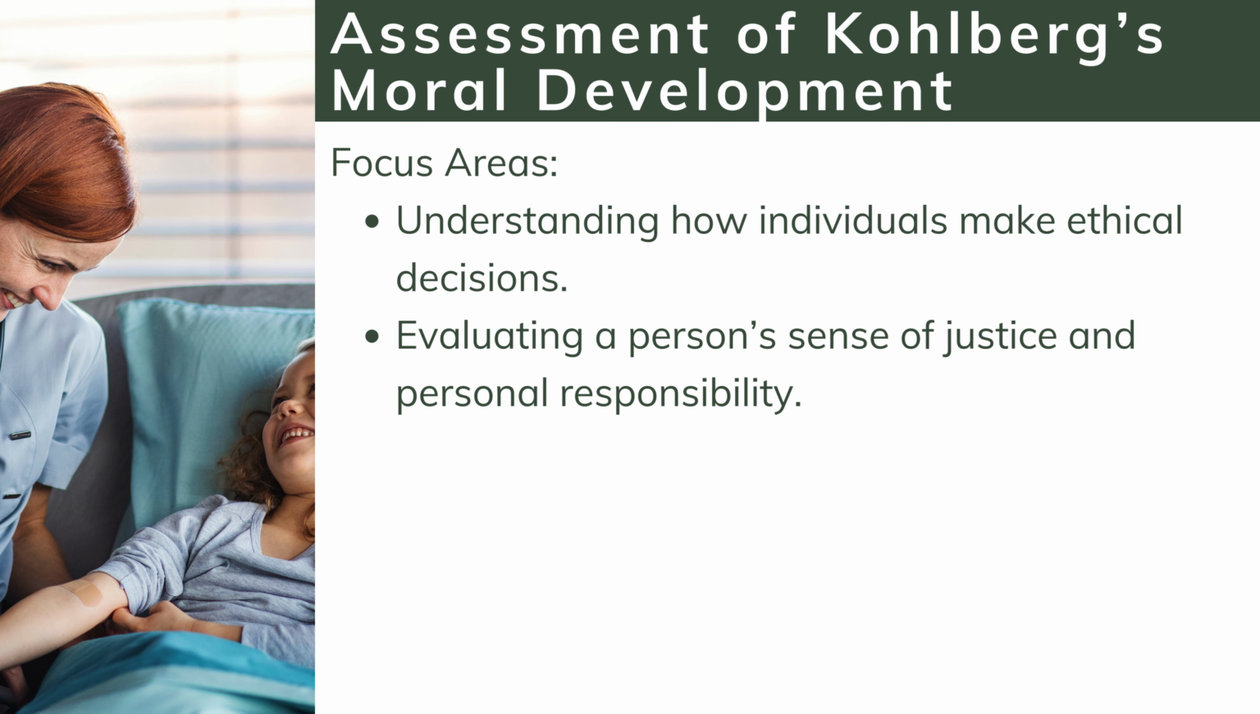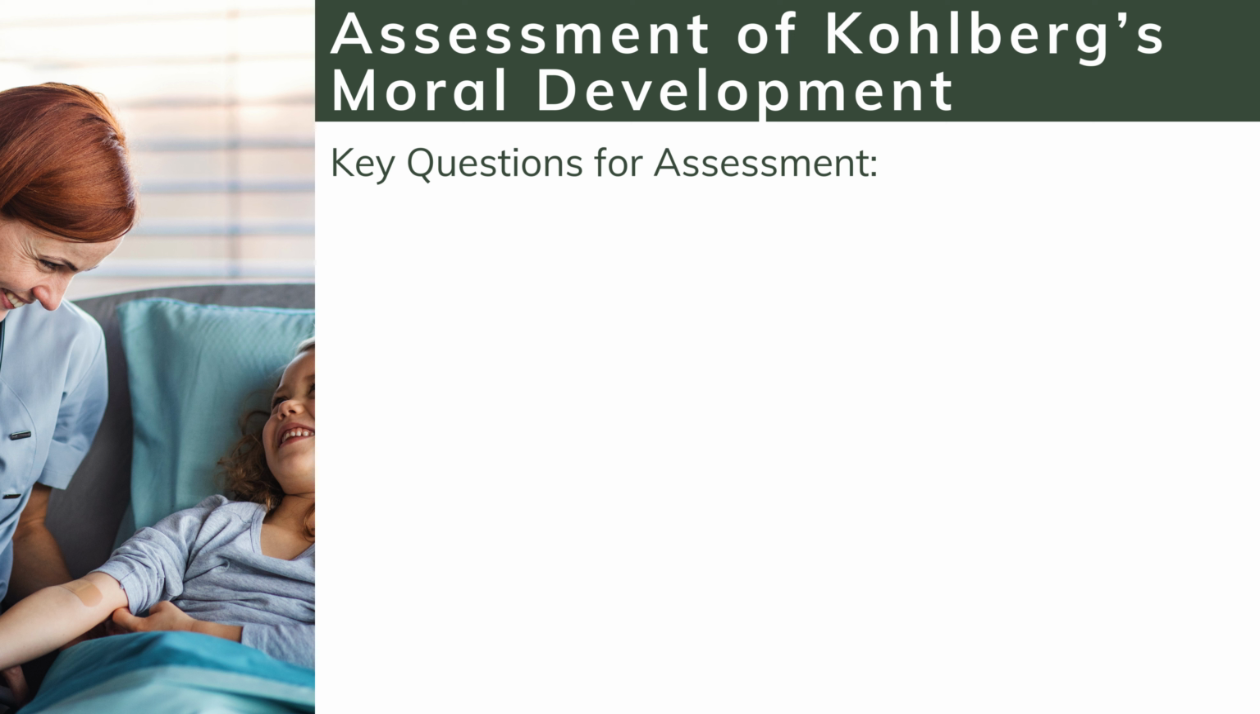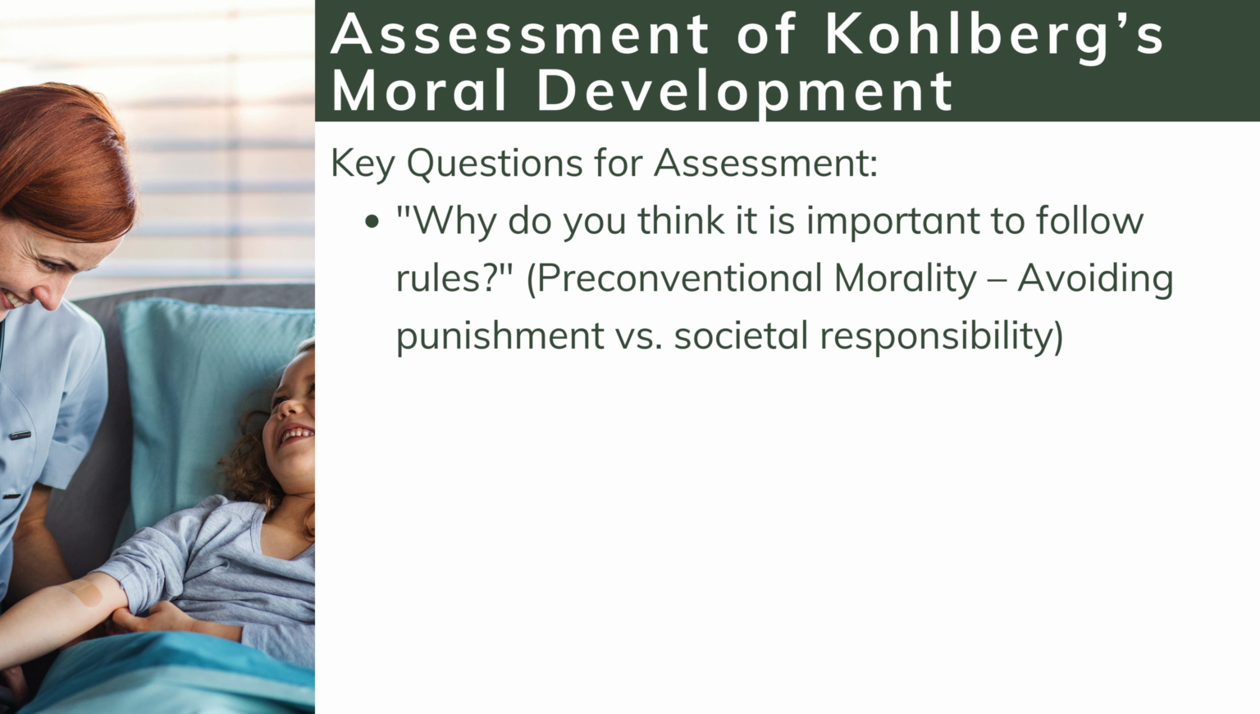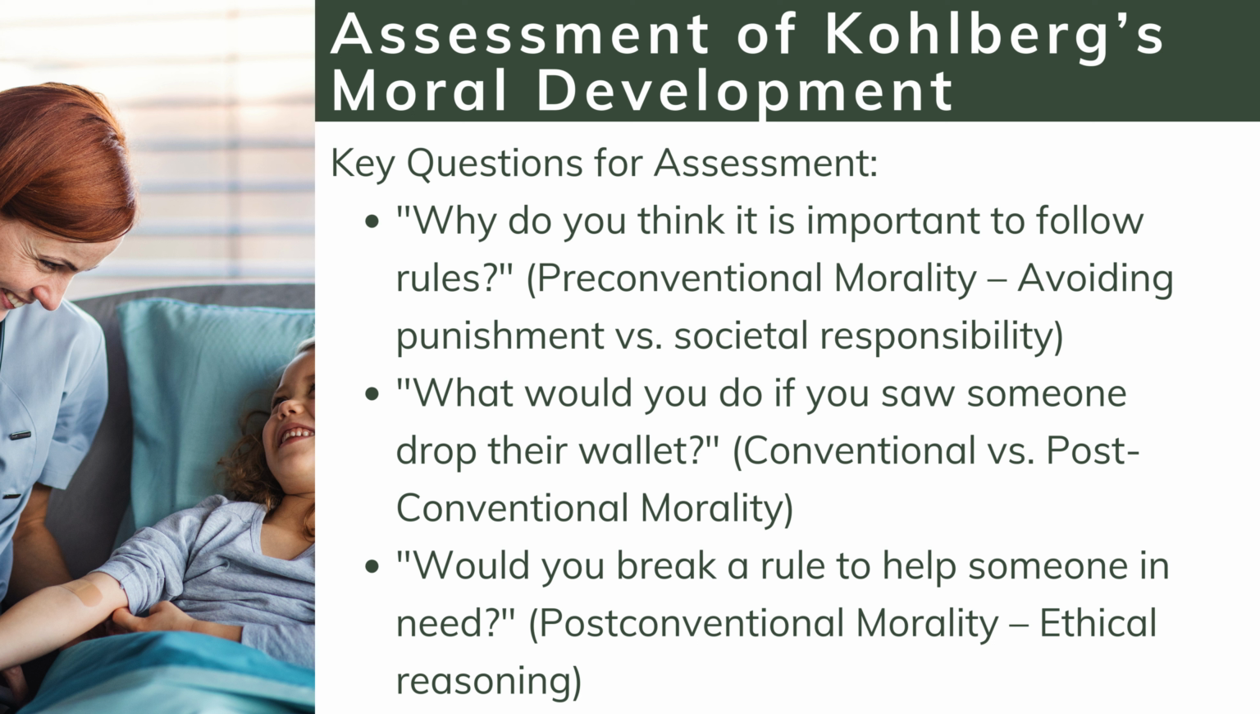Kohlberg's theory evaluates how individuals make ethical decisions across 3 levels: the pre-conventional, conventional, and post-conventional. Key questions that we can ask to assess include: Why do you think it is important to follow rules? What would you do if you saw someone drop their wallet? Would you break a rule to help someone in need?